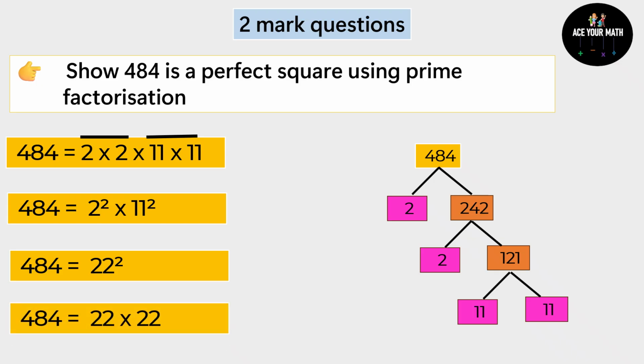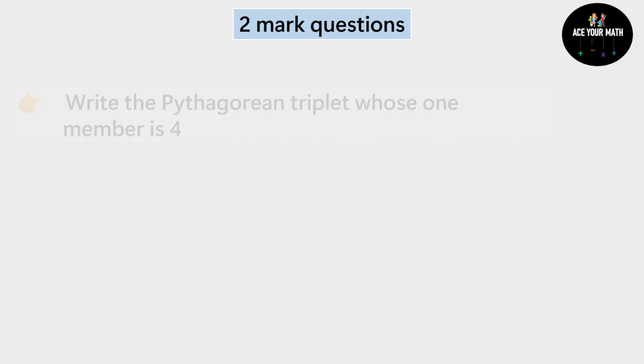So when the number can be written as the product of two equal whole numbers, that indicates that the given number is a perfect square. So you can say 484 is a perfect square. Now let's see the next 2-mark question.